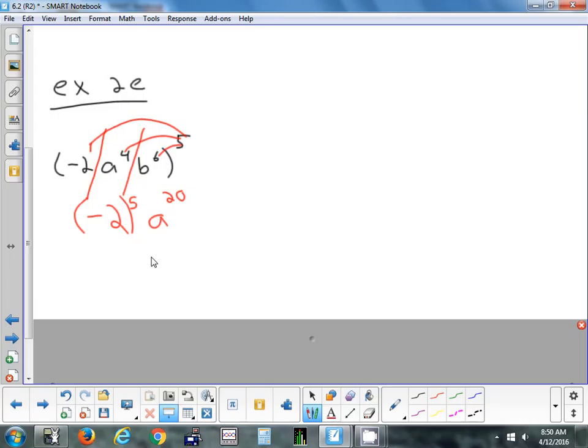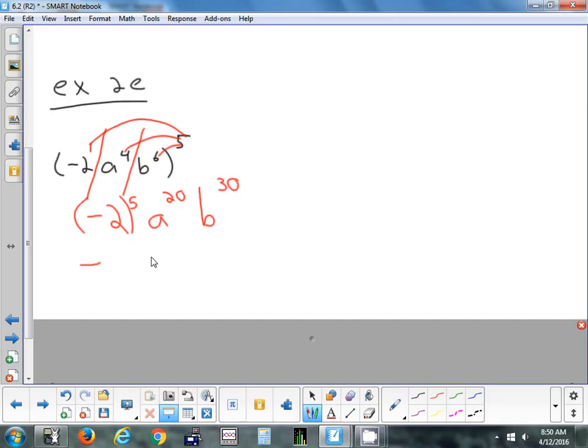Oh, wait. That's a 6. B to the 30. Perfect. Now, one more thing. We're almost done. Anything else there I can simplify? Ryan? The -2 to the 5th. All right, now, negative base. What kind of exponent? I know it's positive, but odd. What's that mean I'm going to get? Negative answer. -32, I think?